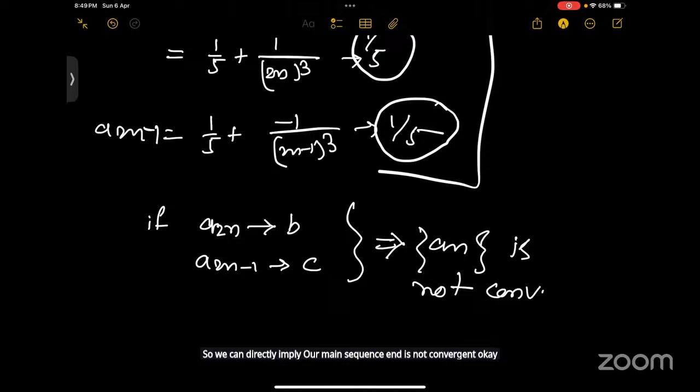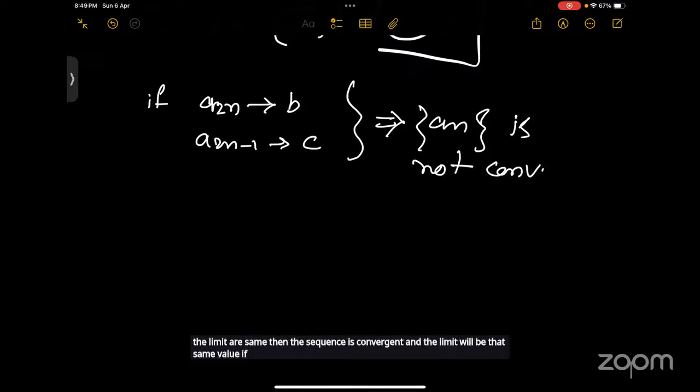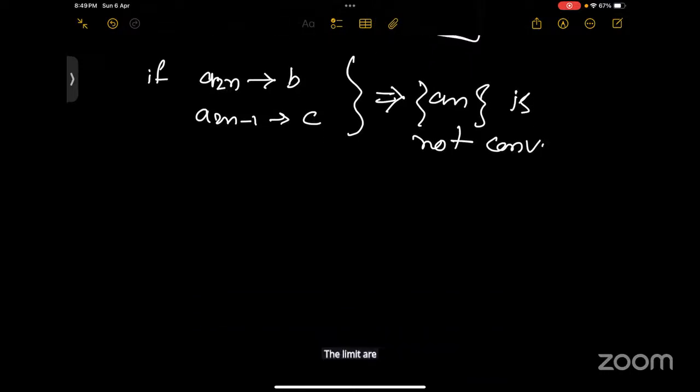So if you have a definition of a sequence in such a way that it is defined differently for even and odd terms, you have to check the even and odd terms separately. If the limits are the same, then the sequence is convergent and the limit will be that same value. If the limits are different, then the sequence is not convergent, that means divergent. Okay.